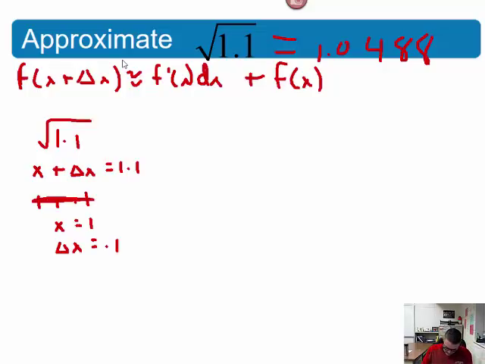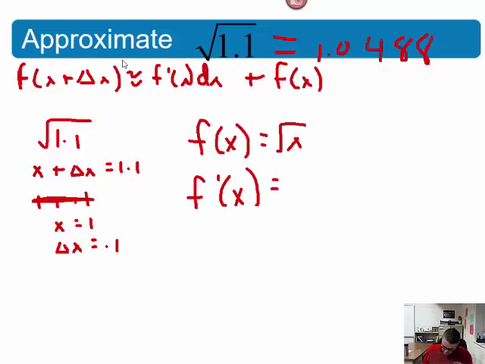Let's think of f of x as equal to the square root of x. Then let's find the derivative. f prime of x would be equal to 1 over 2 square root of x. I think you should have that down.